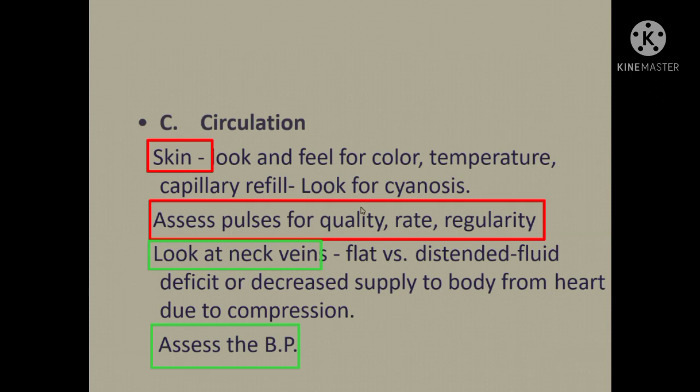While maintaining the circulation, we look at the skin for any changes in color, temperature changes, and capillary refill time, which should not be more than 3 seconds, and we look for cyanosis in the peripheries. We assess the pulse by measuring the distal pulses, looking at its rate, regularity and rhythm. We look at the neck veins for distension or flat neck veins. Flat neck veins suggest dehydration and decreased fluid outflow from the heart, and a distended neck vein suggests some kind of compression causing the jugular venous pressure to rise. We also assess the BP while maintaining the circulation.